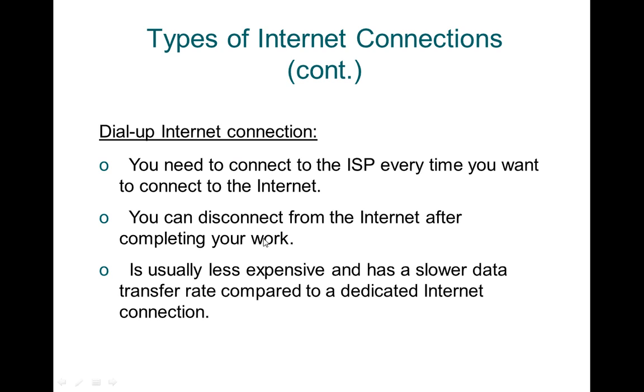Then a dial-up internet connection is usually less expensive and has a slower data transfer rate compared to a dedicated internet connection. So this is a comparison paragraph. Means whenever I am using the dial-up connection, it is less expensive and the data is slower than the dedicated internet connection. So which one is better? The better one is the dedicated internet connection, because a predefined line is available. I'm simply using the line, or I'm simply using the LAN connection so that I can connect to the internet.